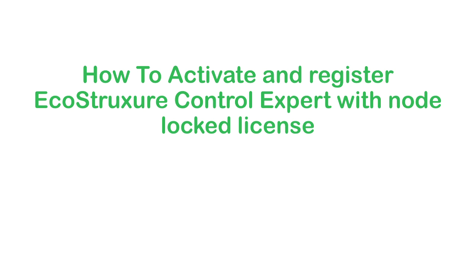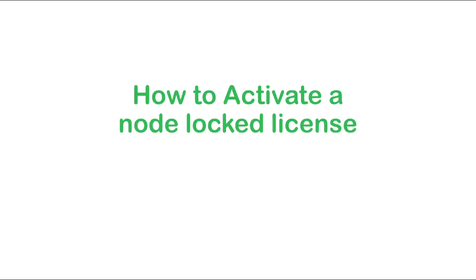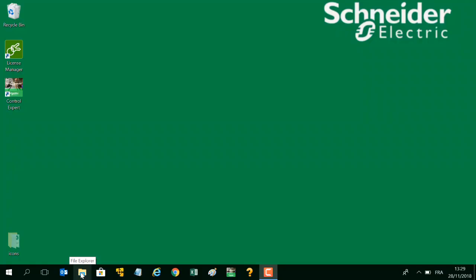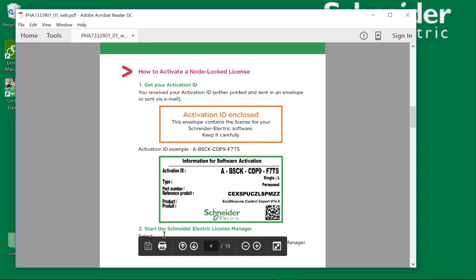Code lock license can only be used on the computer where Control Expert is installed. This is the most common type of license. You have received your activation ID from Schneider Electric, either printed and sent in an envelope or sent via an email. This is an example of an activation ID.